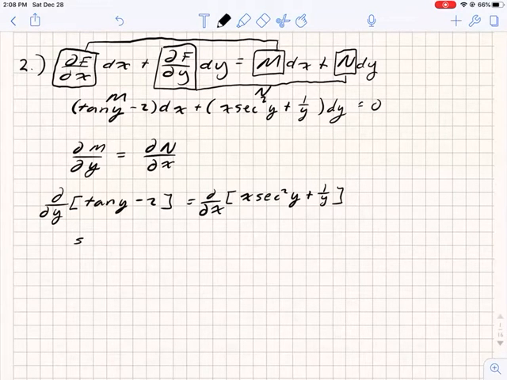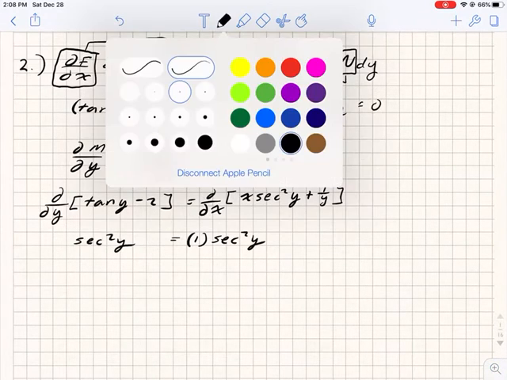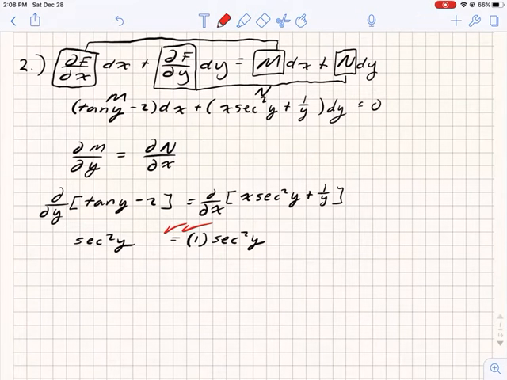So the derivative of tan y is secant square y. 2 is a constant, so that's just 0. And then the partial derivative of x is 1, and secant square y is considered a constant. If y is a constant, then 1 over y is a constant, and the derivative of that is 0. So this is an exact equation, and we can now move on to the second part of this formula.